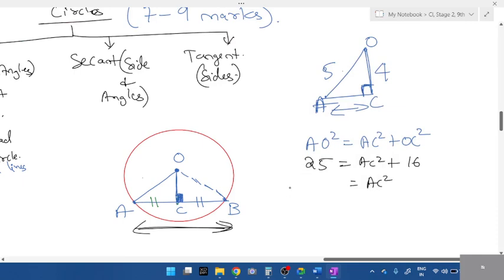Okay, plus 16 goes to the other side. 25 minus 16. How much is 25 minus 16? 9, right? If you want to find the value of AC, students, remember this. The square goes to the other side and becomes square root. The new students who don't know, just remember this, students.